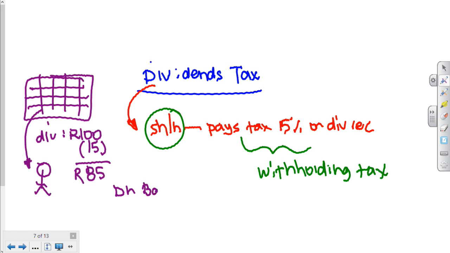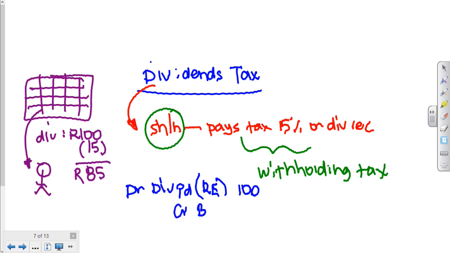Debit bank, pay SARS, 15. Debit bank, no, I've got it the wrong way. It's not debit bank, it's credit bank. Debit, let's leave it in blue. Debit, dividend paid, or retained earnings, because dividends come out of retained earnings, 100. Credit, bank, SARS, 15. Credit, bank, shareholder, 85.